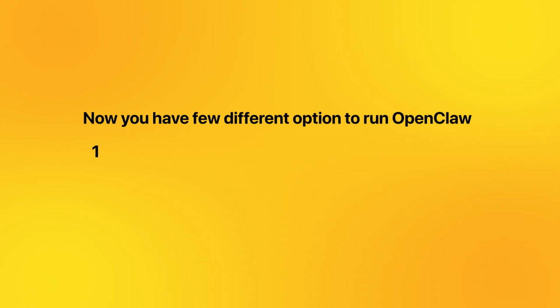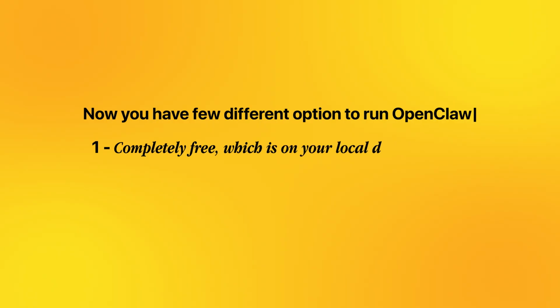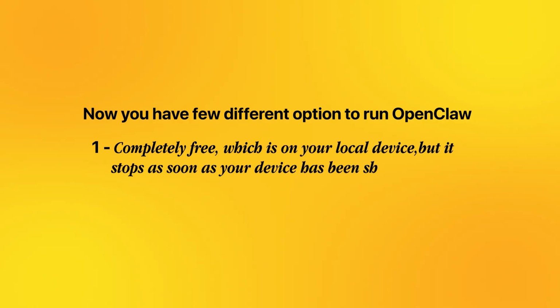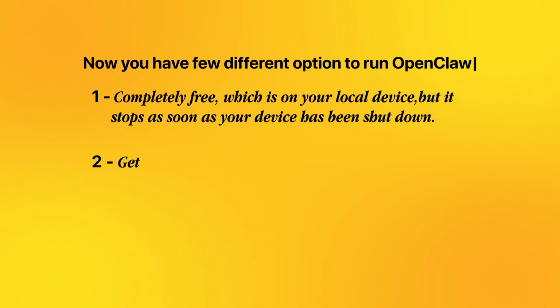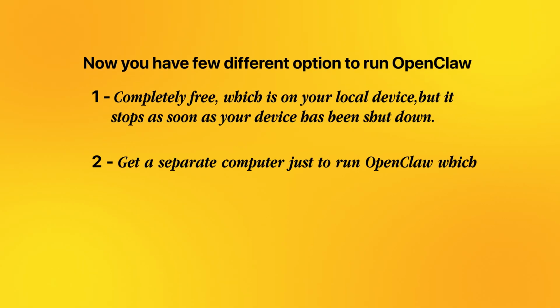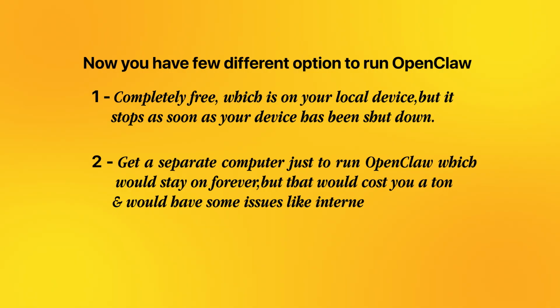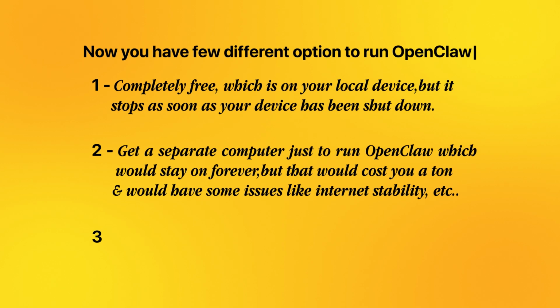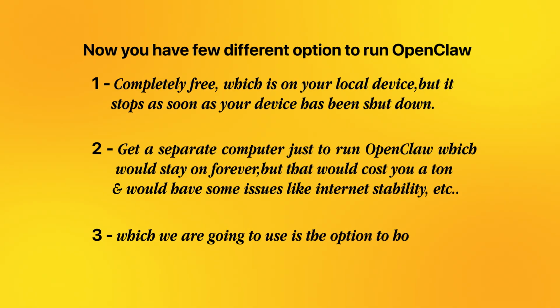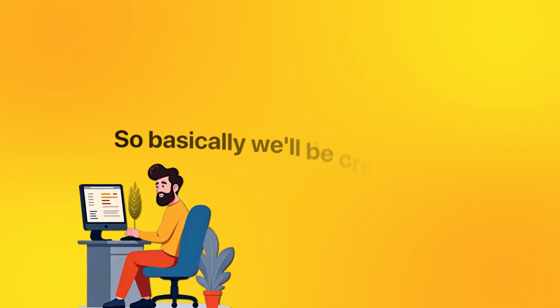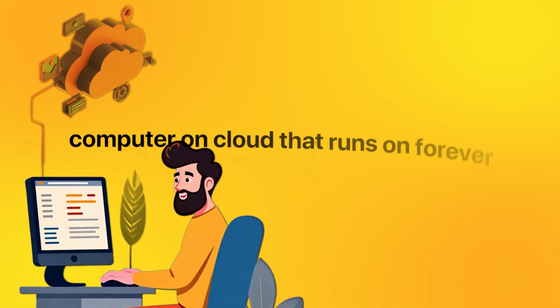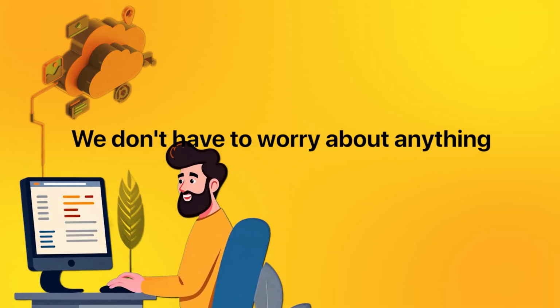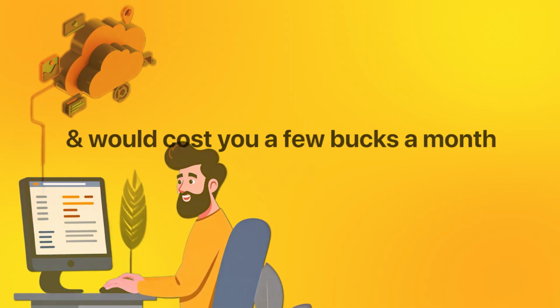Now you have a few different options on how you can run OpenClaw. First one is completely free, which is on your local device, but it stops as soon as your device is shut down. Second option is to get a separate computer just to run OpenClaw, which would stay on forever, but that would cost you a ton and would have some issues like internet stability, etc. And the third option, which we are going to use, is to host it on cloud. So basically, we'll be creating a computer on cloud that runs forever. We don't have to worry about anything and it would cost you a few bucks a month. And if something goes really bad, you can just create a new machine.